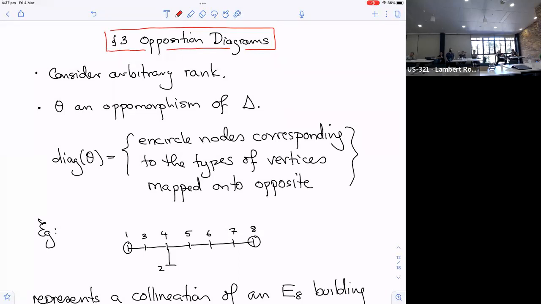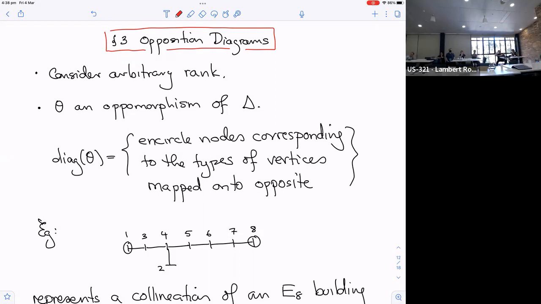So we've now got an arbitrary building. Let's stick with automorphisms just because it's easier to think about. And now I'm going to define the diagram of theta B: take the Coxeter diagram of the associated Coxeter group, and just encircle those nodes for which there's a vertex of that type mapped to an opposite by theta. There's a theta here that we're not seeing, of course, but I'm just encircling the types.